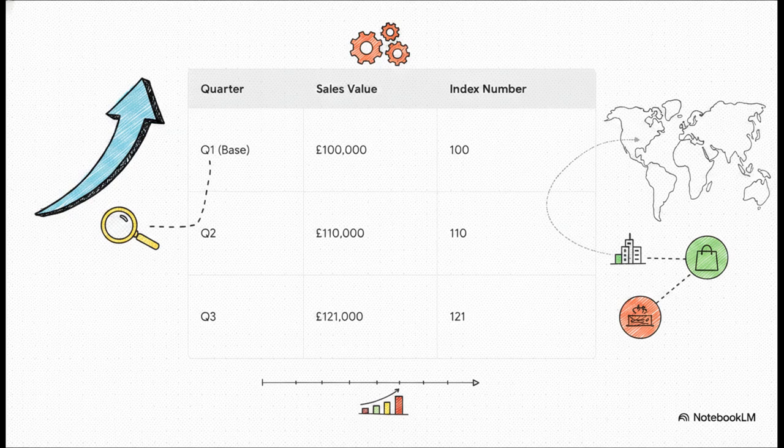But by converting sales data into index numbers, like you can see here across these financial quarters, we can easily track performance trends across different geographical regions or distinct segments of a product portfolio. It's incredibly useful for helping managers spot exactly where a product sits in its life cycle.